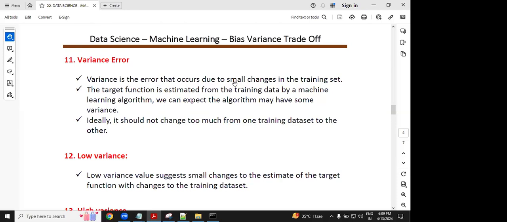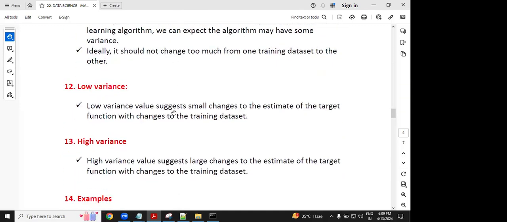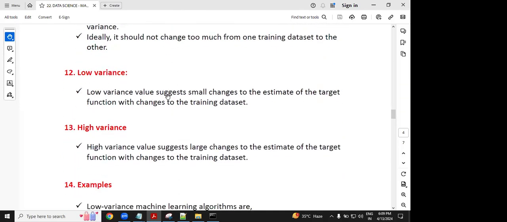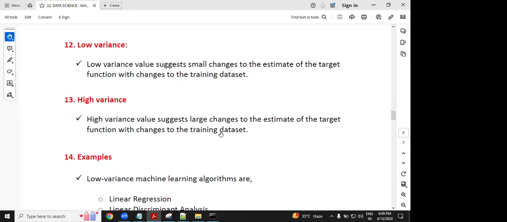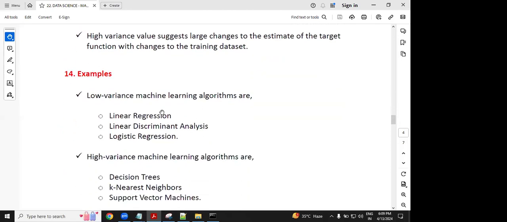Variance is the error that occurs due to small changes in the training data set. The target function is estimated from the training data by the ML algorithm. We can expect the algorithm may have some variance. Ideally, it should not change too much from one training data set to another training data set. A low variance value suggests small changes. Low variance, small changes. And high variance, big changes or a lot of changes.